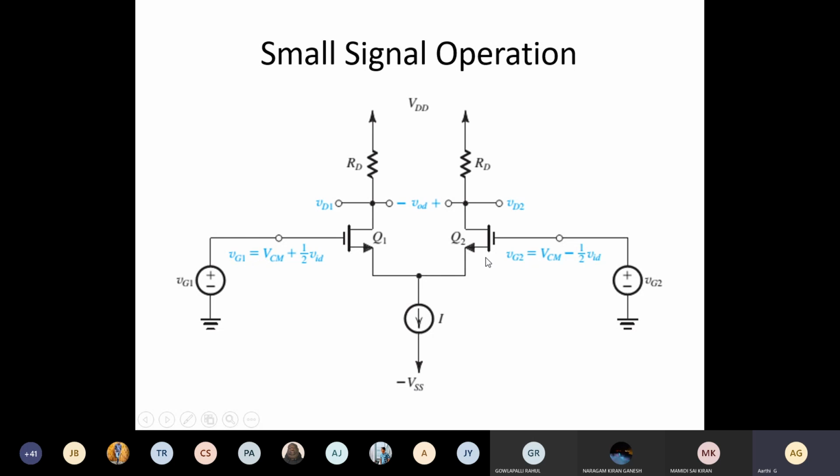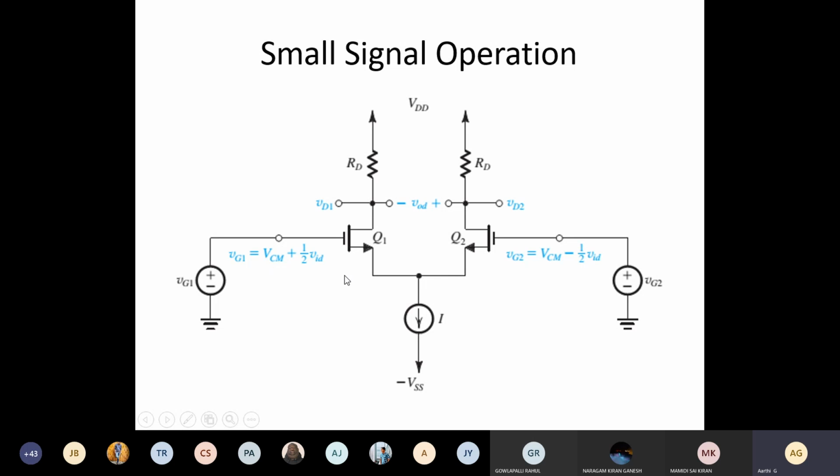For the input signals VG1 and VG2, we are going to apply plus VID by 2 and minus VID by 2 for the two transistors. And VCM denotes the DC bias, the constant DC bias that is required to operate the MOSFET. Here we are going to take the VCM value as 0. Generally we give the DC bias to the gate terminal of the MOSFET, so that is why we are giving some DC voltage also here.